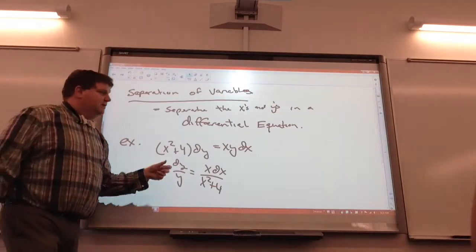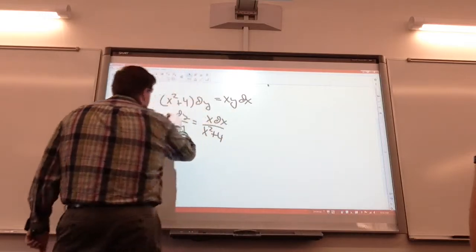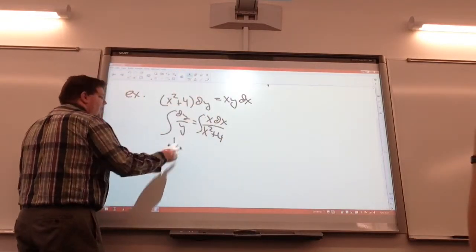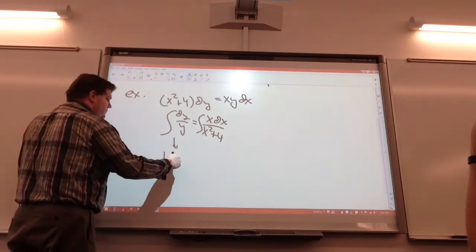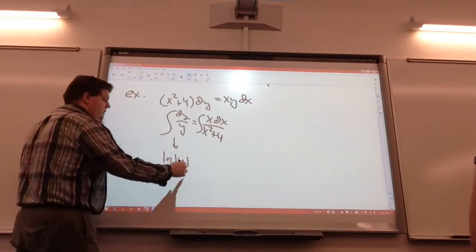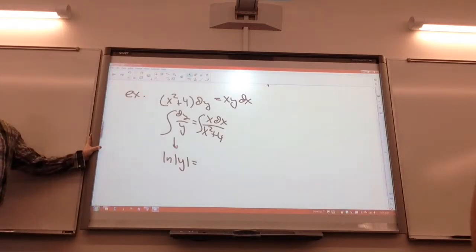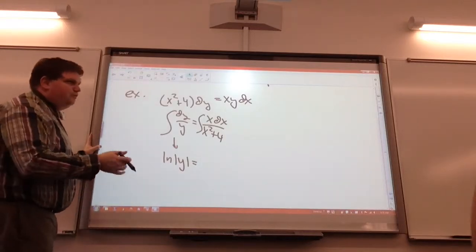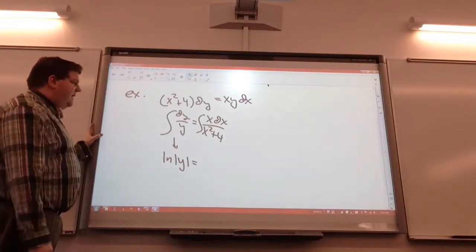So on this side over here, dy over y, well, I take the integral of that. What would that become? Natural log. Natural log of y. Okay? Because it's basically 1 over y. The integral of 1 over something is a natural log. Or 1 over a constant. If it's got a power, you can do the reverse power rule to it.